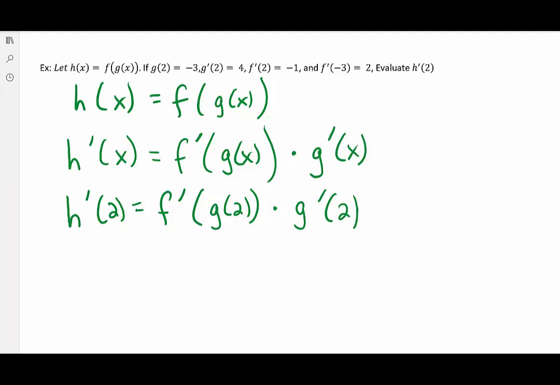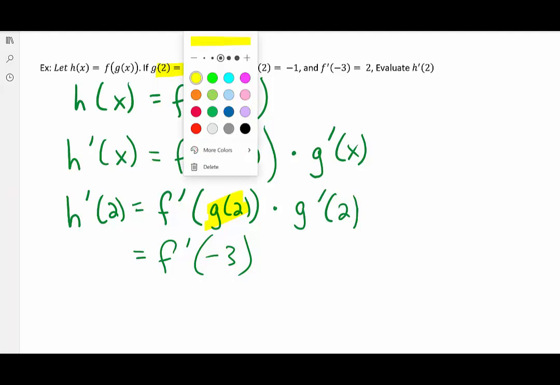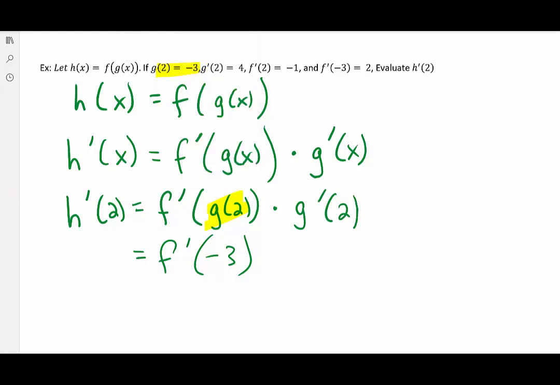Okay? So what is g of 2? G of 2 is a negative 3. So this becomes f prime of a negative 3. All I did was replace g of 2 with this value. Okay? Let's talk about g prime of 2. They tell us that g prime of 2 is 4. So I'm going to replace g prime of 2 with 4. Okay? So our answer is going to be f prime of a negative 3 times 4.